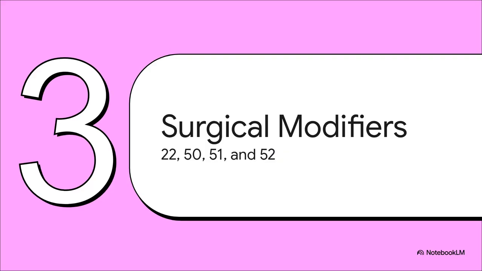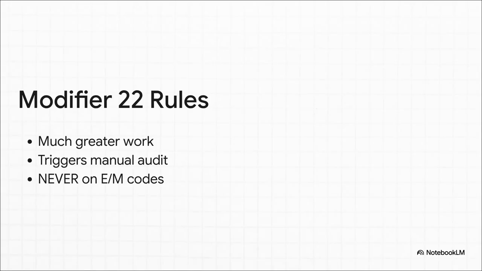All right, Section 3, surgical modifiers, 22, 50, 51, and 52. Now we are focusing on the heavy-hitting surgical modifiers that dictate major reimbursement changes. First up, Modifier 22 for increased procedural services. You use this when the surgical work is just substantially greater than typical. We're talking severe trauma, crazy excessive time, or really complex anatomical anomalies. But beware, tacking this on triggers a manual audit, meaning you need incredibly detailed documentation. And the biggest rule of all, never append Modifier 22 to an E&M code. It is strictly for procedures, no exceptions.